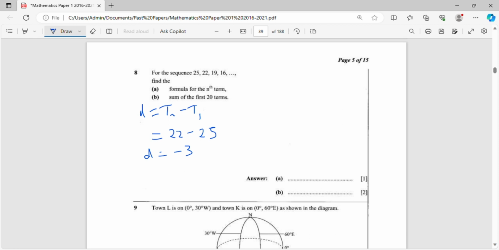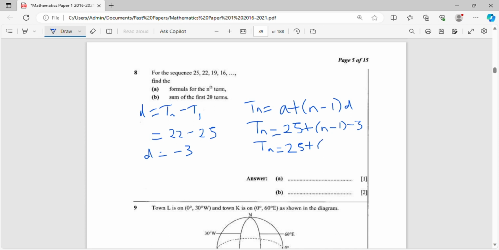So the formula for the nth term is given by nth term is equal to A plus open brackets n minus 1 close brackets D. So nth term is equal to A, which is our first term, which is 25, plus open brackets n minus 1, and our common difference is negative 3. So nth term will be equal to 25 plus, now this negative 3 will multiply by everything in the brackets.